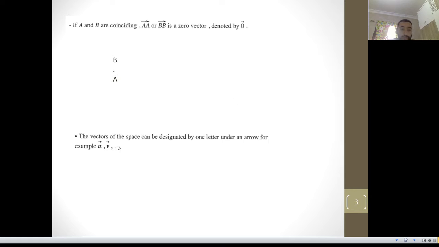طيب, the vectors of the space can be designated by one letter under an arrow, for example U and V. يعني sometimes بدل ما نكتب AB vector we write U vector, just like this, U vector. Okay.